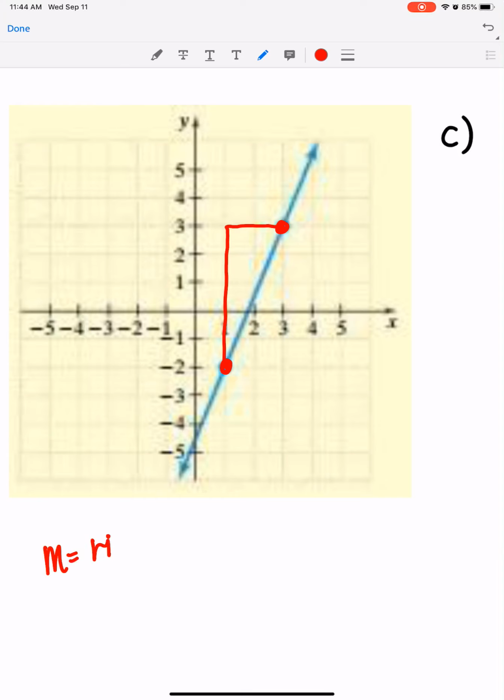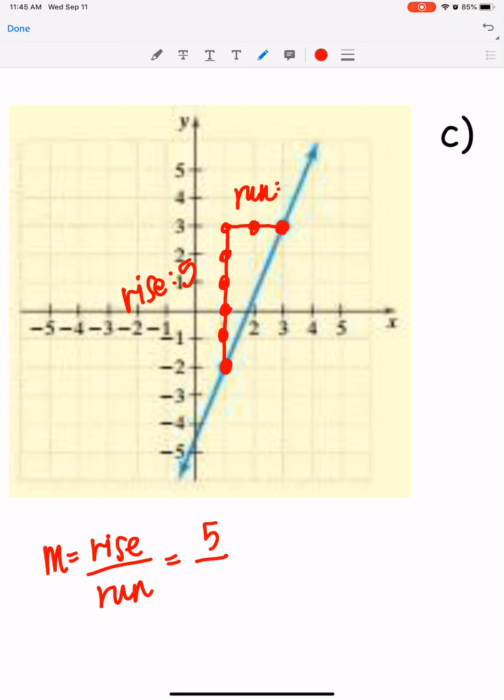So slope is rise over run. So how many are we rising? So from this point, we're going up 1, 2, 3, 4, 5. And because we're going up 5, that's a positive 5. And then my run, this isn't 1. We're going over 1, 2. So my run is 2, and because we are going to the right towards all these positive numbers, that is a 2. Can I reduce 5 over 2?